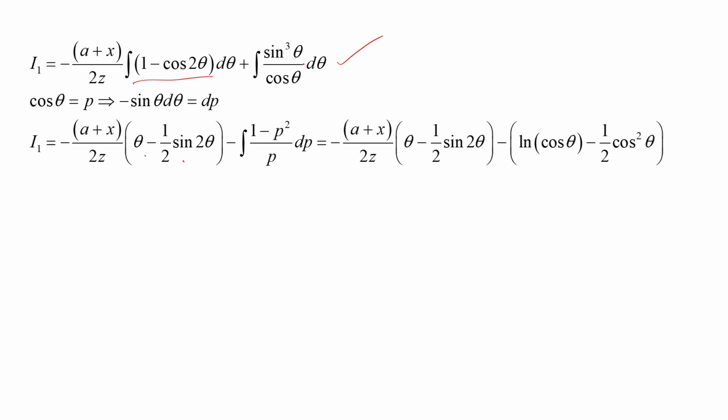And for this part, we write cos theta equal to p. So minus sin theta d theta is equal to dp, and therefore over here cos theta is equal to p, and sin theta d theta is equal to minus dp.